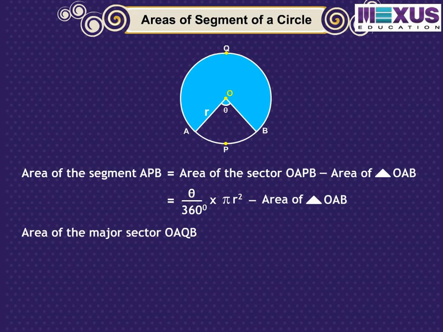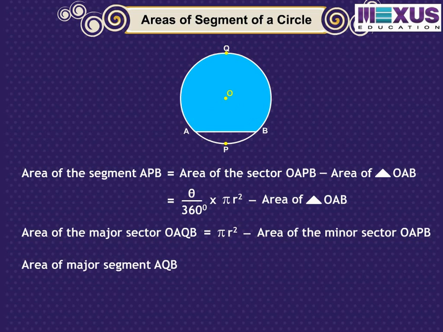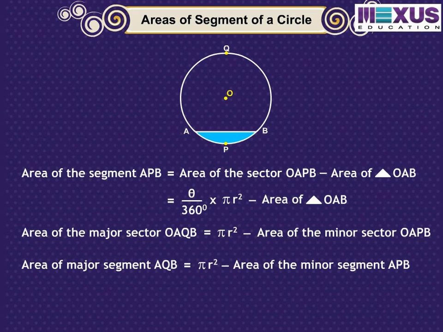Also, we observe that the area of major sector OAQB is equal to pi r square minus the area of the minor sector OAPB. And the area of major segment AQB equals pi r square minus the area of the minor segment APB.